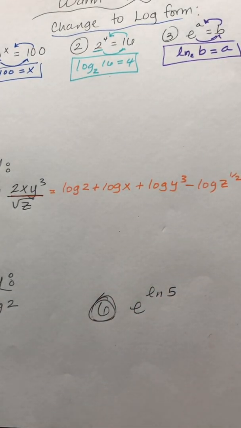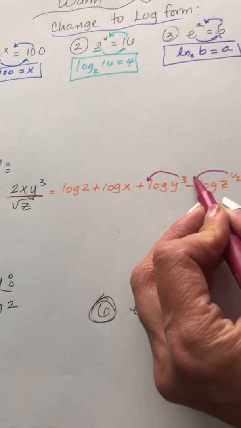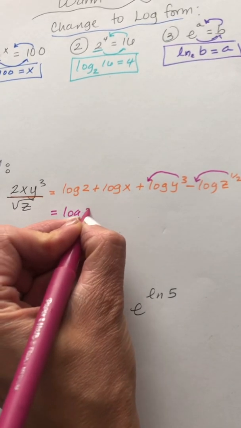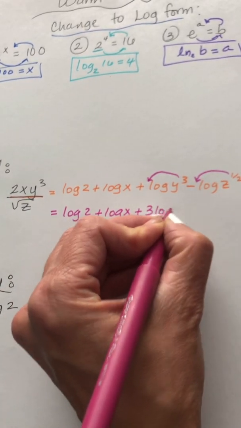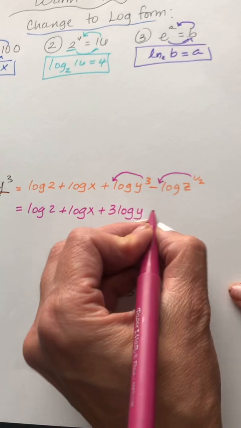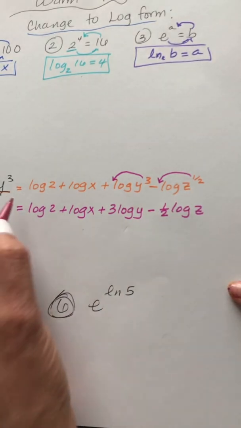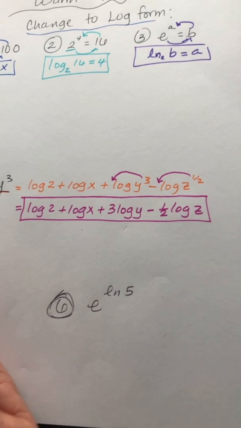Okay. All right, there's still some things that we can do to simplify that because we're not fully expanded. To fully expand, we need to drop those exponents. So remember, they drop in front of the log. So we'll have the final answer, log of 2 plus log of x plus 3 log y minus 1/2 log z. All right.